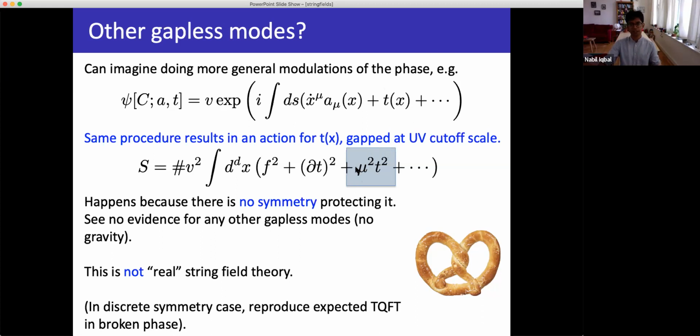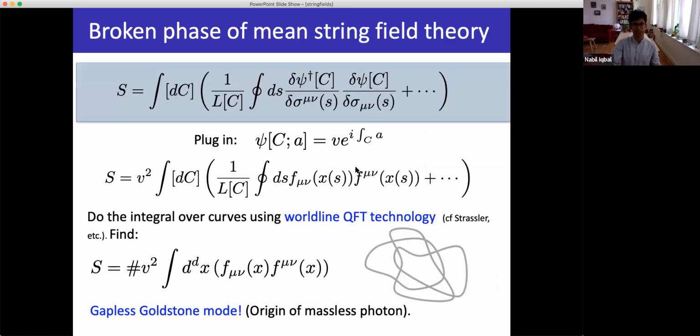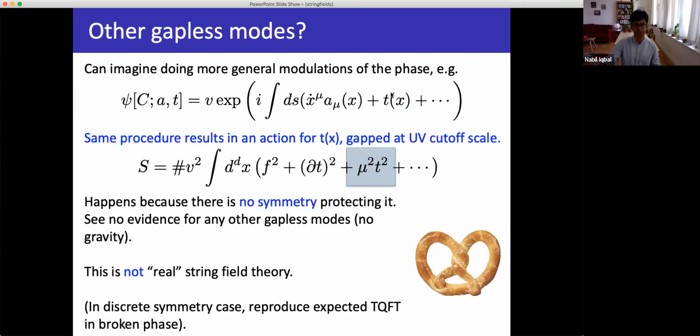All right. That happens in the calculation because this derivative acts on the measure ds in this integral for this T of X in a particular fashion. Physically, it happens because there's no symmetry protecting it. Okay. This A shifts under the one-form symmetry, so it's really protected by symmetry. This T of X is not, and that's why it receives a mass.